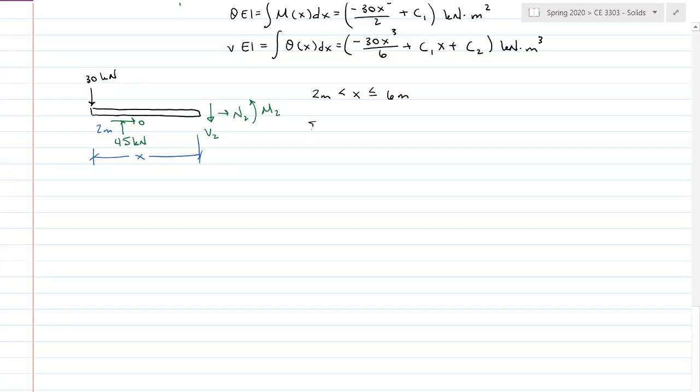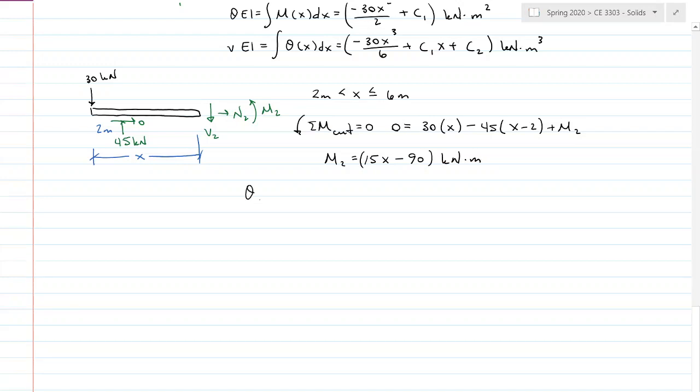Okay, so again, summing moments about the cut is equal to 0. Counterclockwise is added to my equation. I have 30 times X minus 45 times X minus 2 plus M2. And I'm going to find that M2 is equal to 15X minus 90 kilonewton meters.